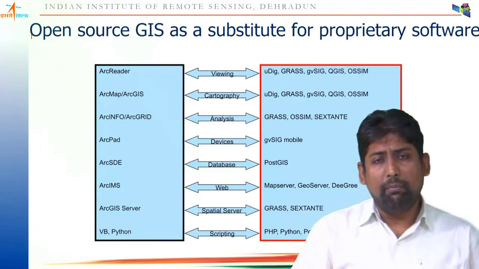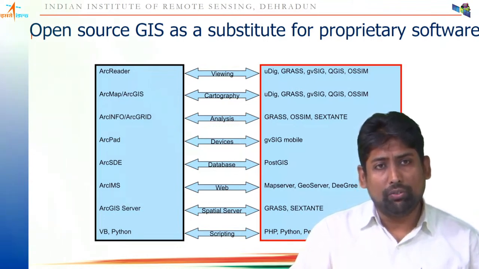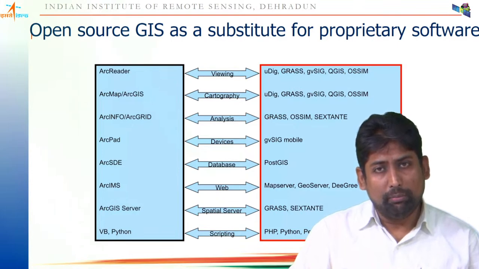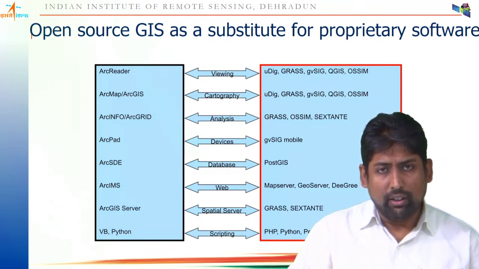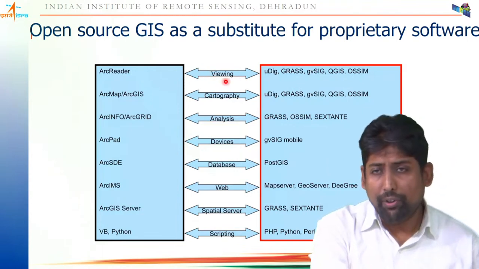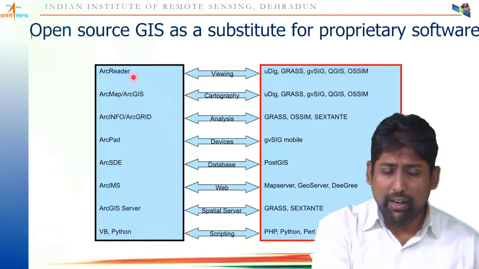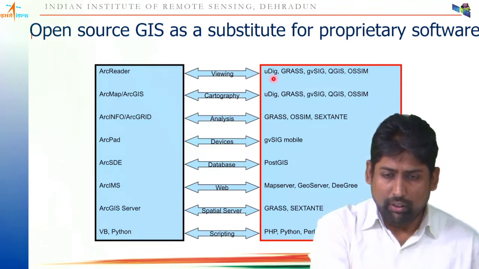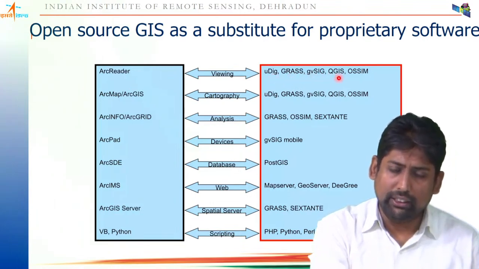Not only QGIS, there are many open source GIS softwares which are available as substitutes for popular proprietary softwares released by a popular company called ESRI in this domain. So, for example, if you just need a software for viewing remote sensing or GIS data, the proprietary software is ArcReader, and there are many open source equivalents available like UDig, GRASS, GVSIG, QGIS, and Awesome.